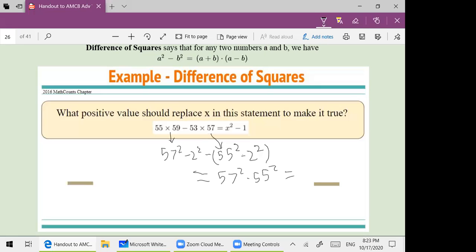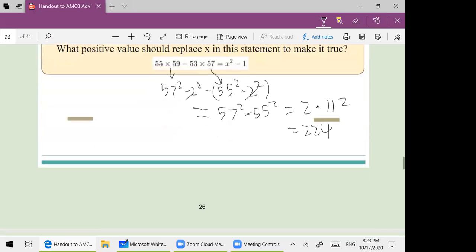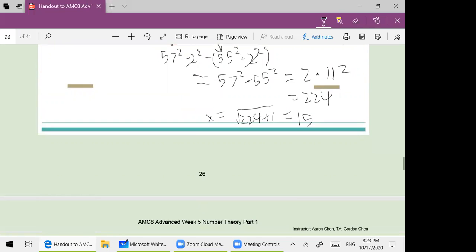Okay, so the minus 2 squares cancel out, so you just get this, and this simplifies to 2 times 112 equals 224. So x equals the square root of 224 plus 1 equals 15. And you don't need to worry about the negative because the problem says x is positive.